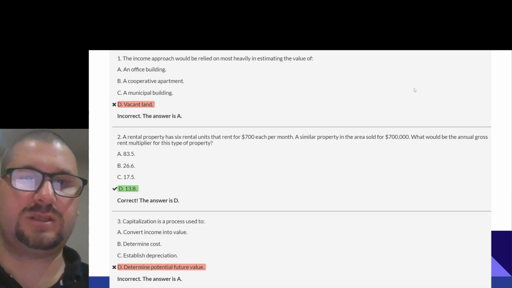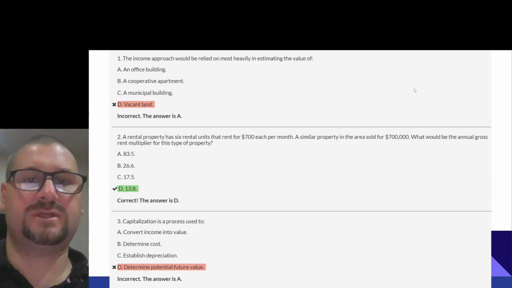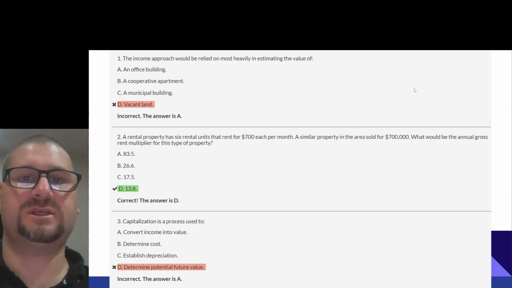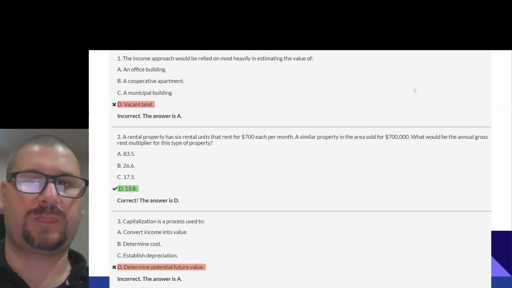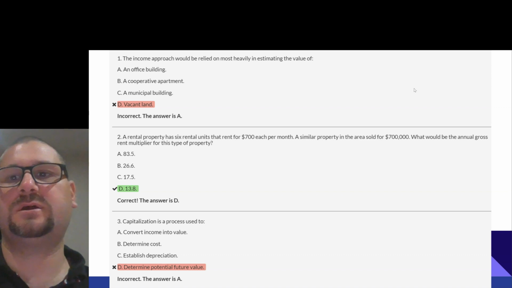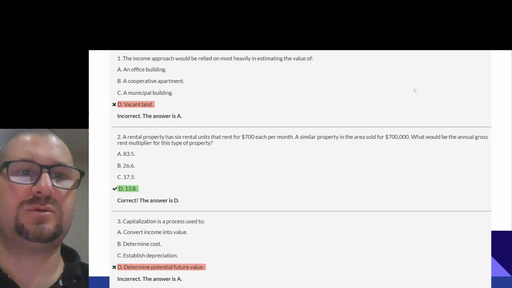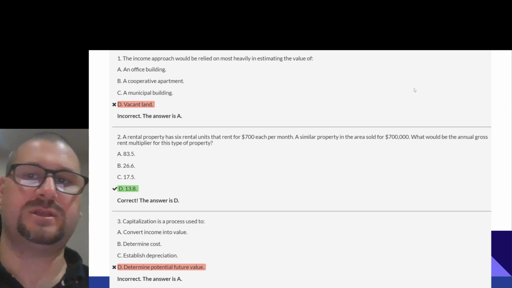So a rental property has 6 rental units that rent for $700 each per month. A similar property in the area sold for $700,000. What will be the annual gross rent multiplier for this type of property? You're going to need to do a little bit of math.